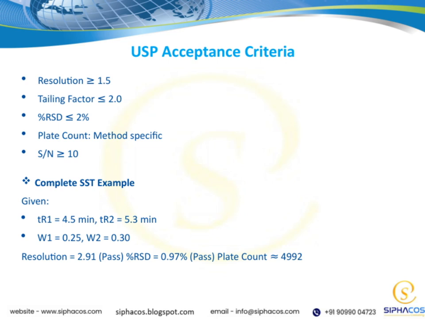The signal-to-noise ratio should be at least 10, and although we don't have that number explicitly, these other parameters indicate a robust, reliable method. Overall, this example showcases how all these parameters come together to ensure method quality and compliance.